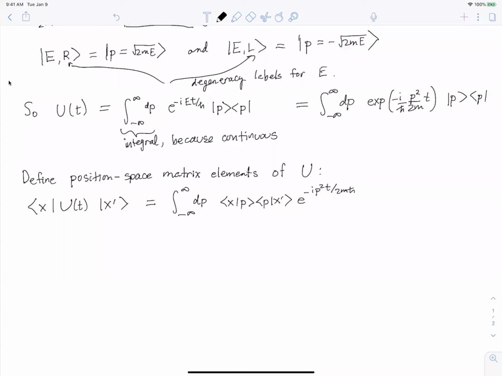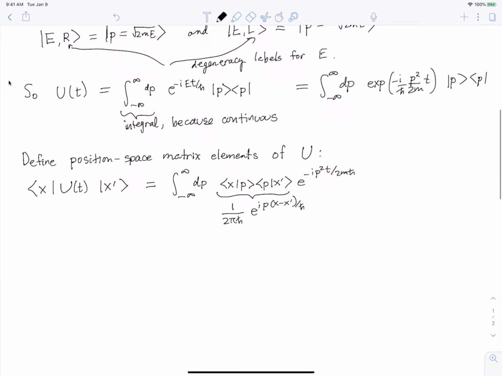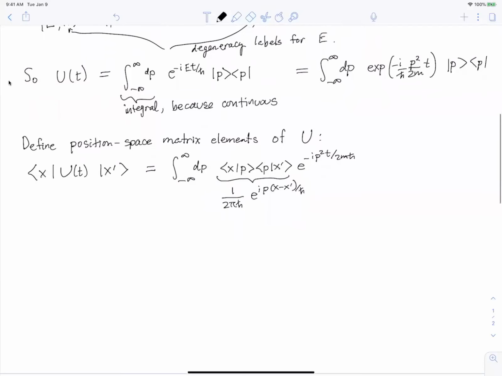And so the good thing about this is we know what these inner products are. Each one of them has a 1 over square root of 2 pi h bar, but there's two of them. So that makes 1 over 2 pi h bar. And then I can combine the exponential parts of them to give e to the i p times x minus x prime over h bar, all in the exponential. Okay, so now evaluating this thing is reduced to doing an integral. And we can do the integral by the trick of completing the square.